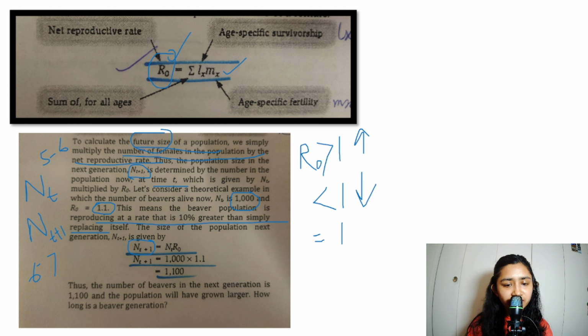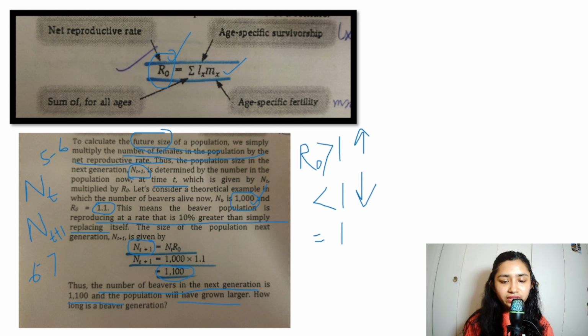So the size of the next population generation is N(t+1) equal to Nt times R0. So Nt, I told you, is 1000 and R0 is 1.1. So the future population size is 1100. Thus the number of beavers in the next generation is 1100 and the population will have grown larger. Okay, so this is how you can work out the size of the future population.